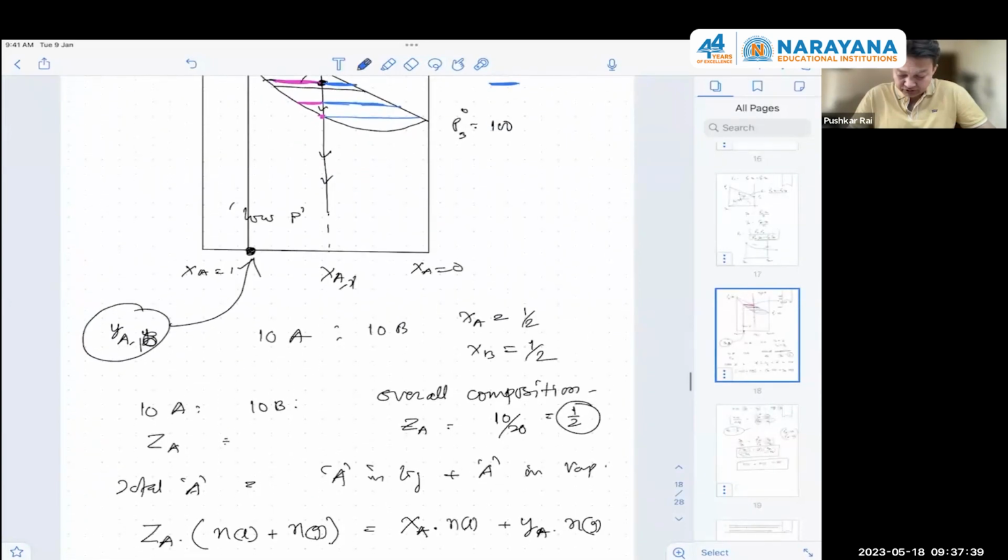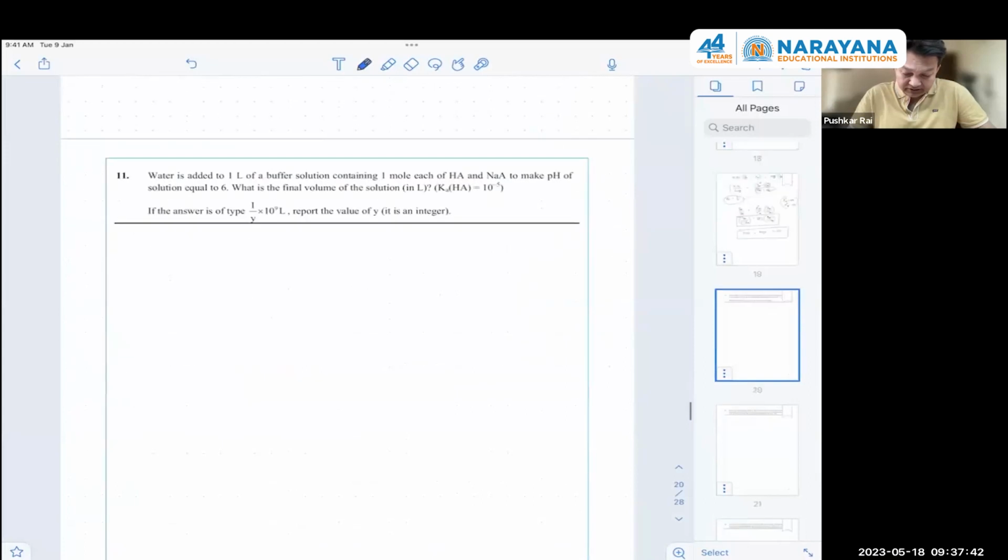The question belongs to this. Already last class, we have given you some ideas about this one. Next question was: water is added to 1 liter of buffer solution. I think this is easy. If you have done that, this is very easy. Have you got the answer? Water is added to 1 liter of buffer solution containing 1 mole each of HA and NaA to make the pH of the solution equal to 6. What is the final volume of the solution? Have you done this? Didn't try? You also try this question.